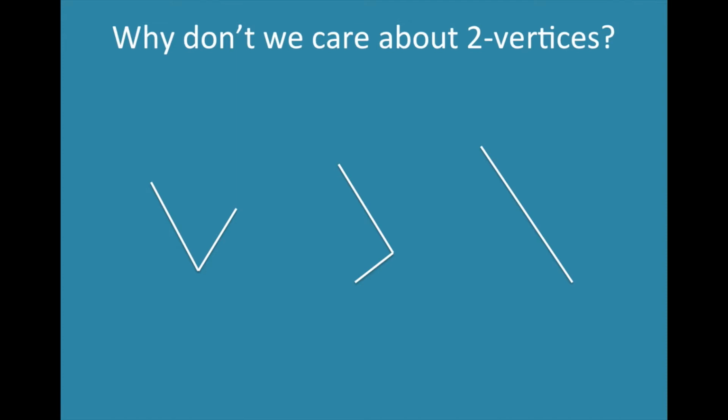So since a 2 vertex can be bent into a straight line, a 2 vertex and a straight line are topologically the same. And that's why we're only concerned with 3 vertices and 4 vertices in this activity.